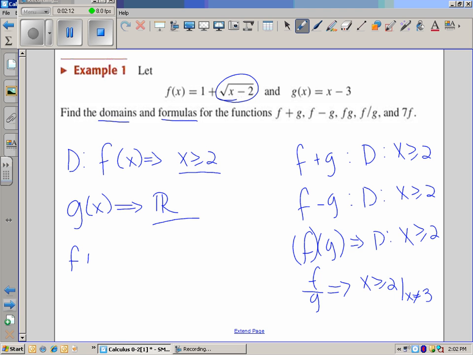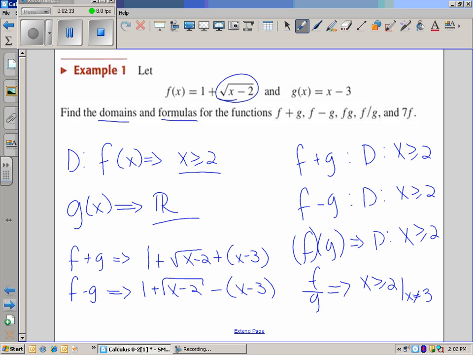So f plus g is going to give us 1 plus the square root of x minus 2, plus the function x minus 3. And you can combine like terms or leave it at this point. F minus g is going to give us 1 plus the square root of x minus 2, minus, notice the parentheses, because the minus would apply to everything after. F times g is going to be multiplied out, FOIL, distributive property.